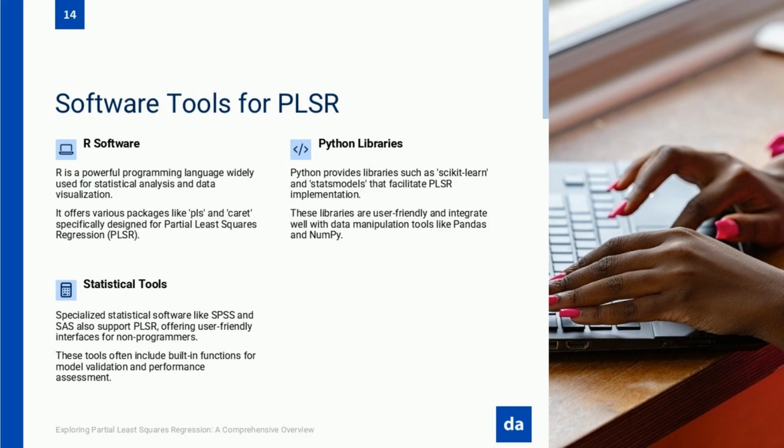Then there's Python, which has become the dominant language in machine learning and data science. The scikit-learn library provides solid support for PLSR through its PLSRegression function, and it integrates beautifully with pandas, NumPy, and other data manipulation tools. Python is perfect if you want to combine PLSR with machine learning pipelines or automate analyses, but if you're looking for deep statistical diagnostics, R might still have the edge.